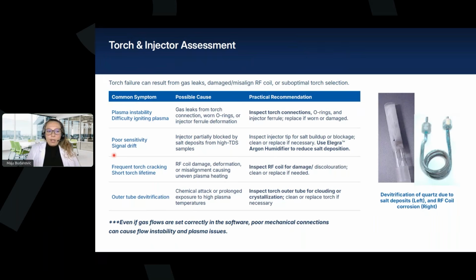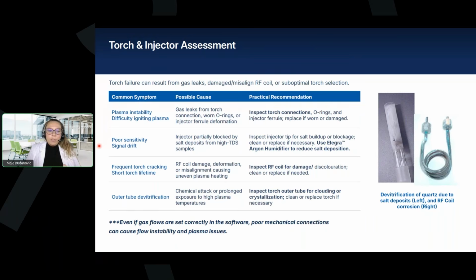Then we have poor sensitivity or signal drift that can occur when the injector becomes partially blocked, like we mentioned before. For example, that happens if you have a high salt deposit from high TDS samples. And in this case, inspect the injector tip, clean it, or replace it if necessary. Another thing that you can consider is adding a helpful accessory, which is the Allegra Argon humidifier, because that can help you to reduce the salt deposition.